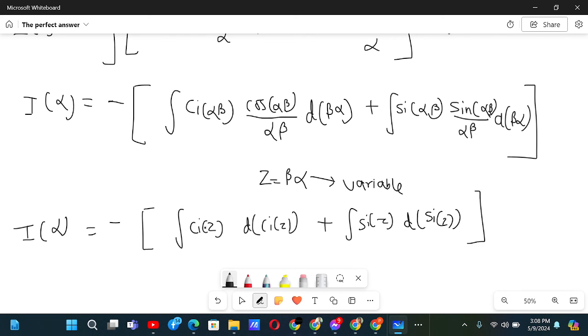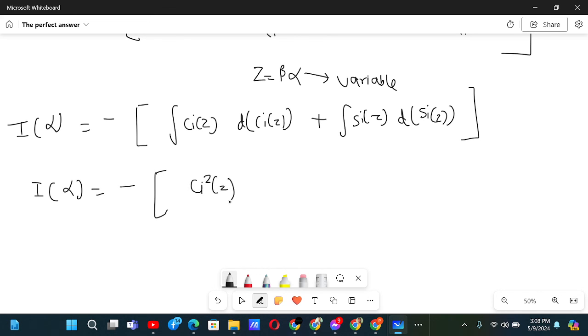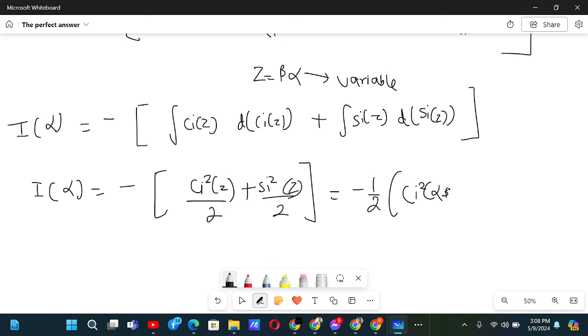So now in this case we know what to do. This is just kind of a y dy thing, which is y square by 2. That's why we get I of alpha as minus of Ci square g plus Si square g, by 2. Yes. Now that is minus 1 by 2. We know that g is just alpha beta. So Ci square alpha beta plus Si square alpha beta, and that is the answer.